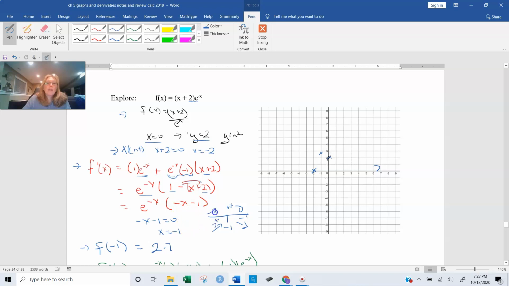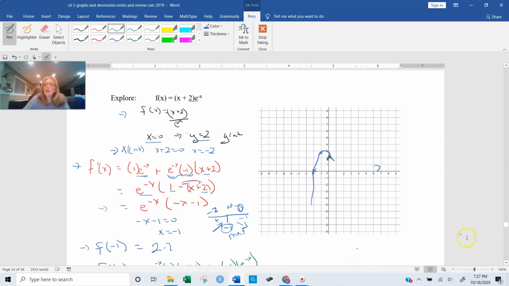So I plugged in -2 and I plugged in 0. Well, when I plugged in -2 here, I got a positive number, so it's increasing here. When I plugged in 0, I got a negative number, so it's decreasing. So -1 is a max. So I know this point is a max so far. So far I could draw like here, through here, max, turn, don't know much else yet.